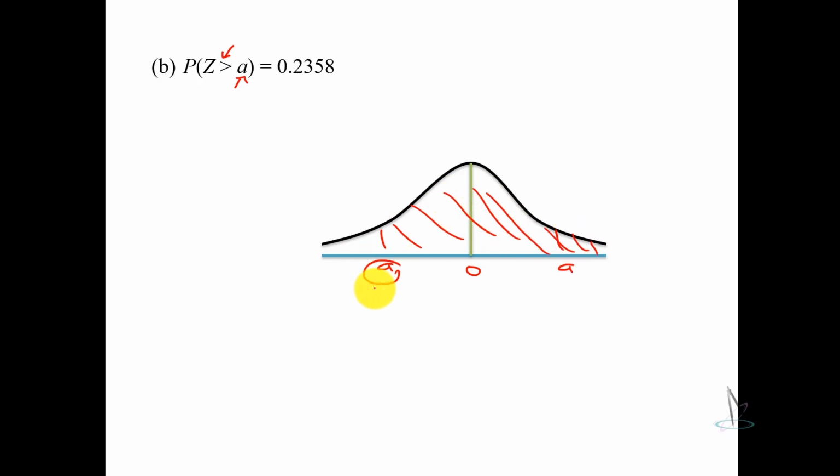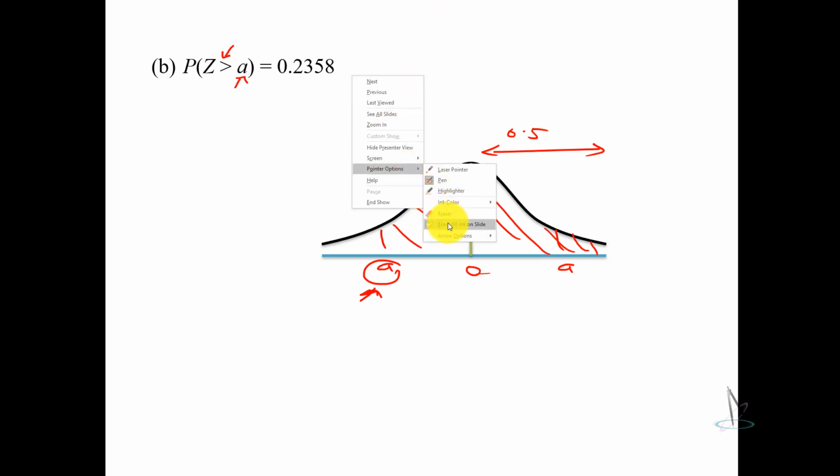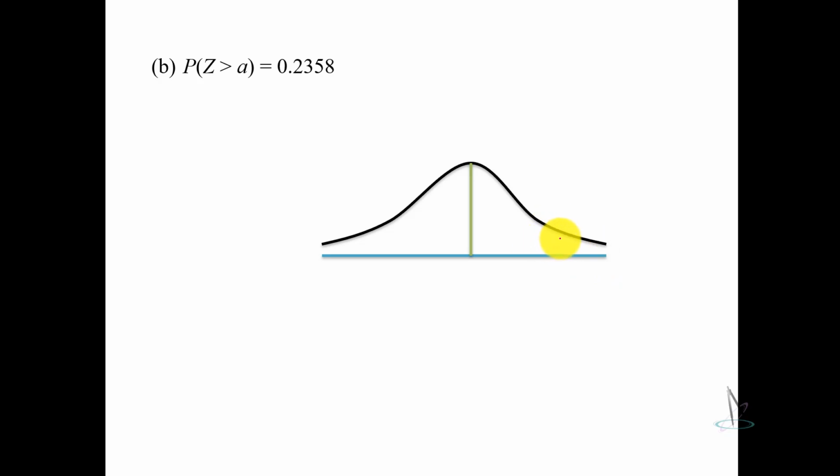However, if the A is on the left hand side, this value definitely needs to be more than 0.5, because the total from 0 up until the right hand side is 0.5. So if I start on the left hand side, this value is definitely more than 0.5. So that means my A shouldn't be on the left hand side and it should be on the right hand side. Okay, so that means the A needs to be here, and then this is the region where Z is greater than A.